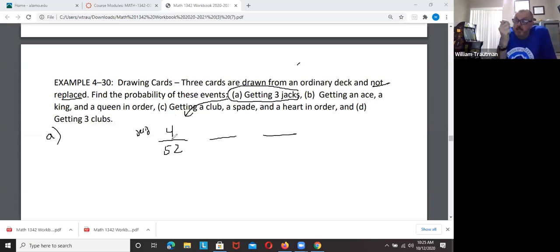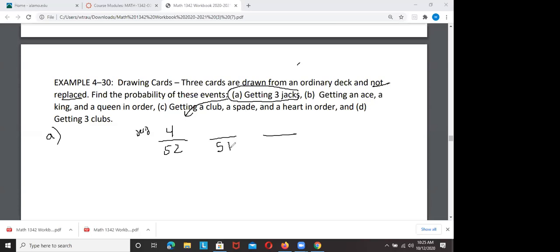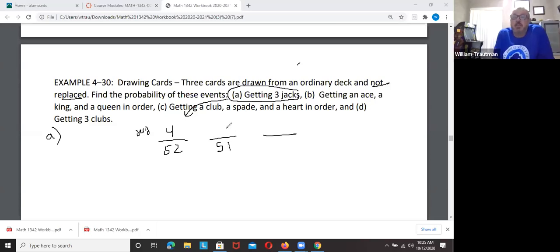So I have one of those jacks. I'm not going to say which one I have, but I have one. And I throw it on the floor because it says without replacing. I'm not putting it back. How many cards do I have now in my deck? 51. So, and there's only 3 jacks left. We have to pick a jack again. So the next probability, there's 3 jacks left out of 51.